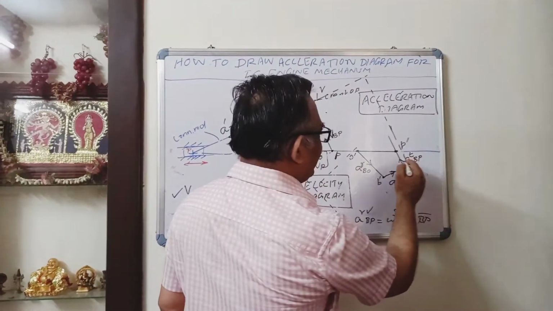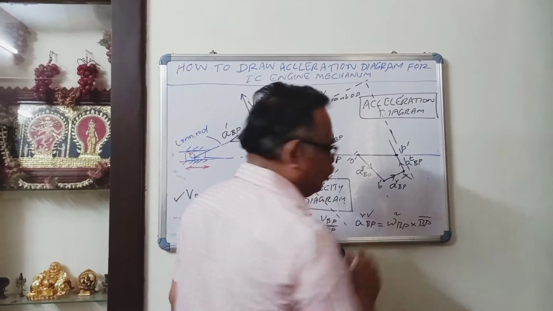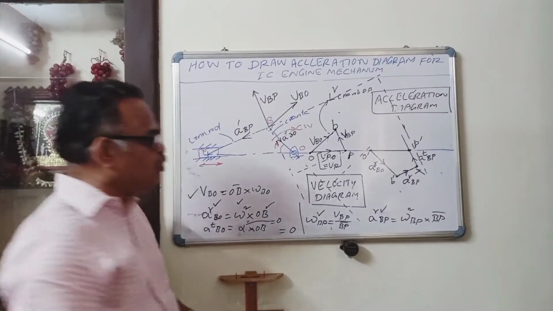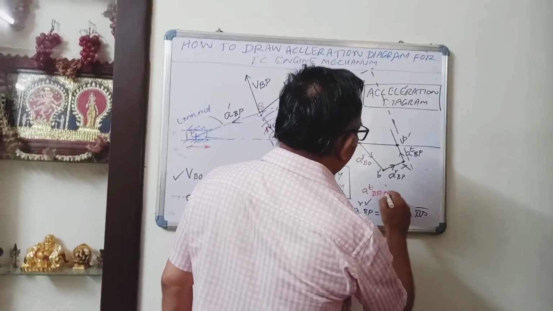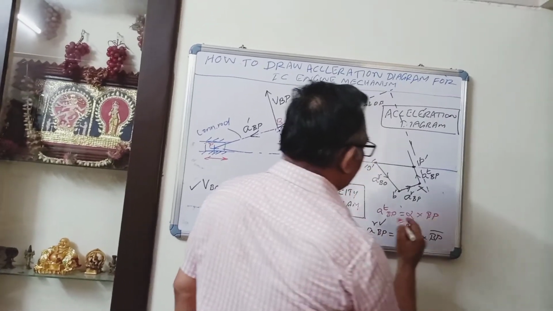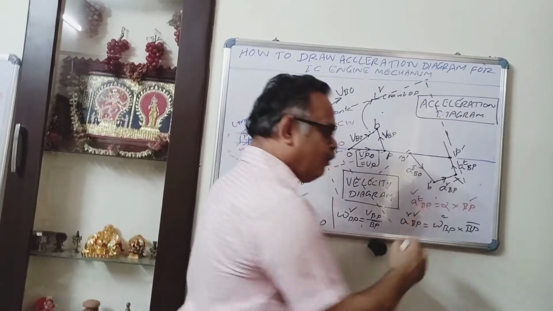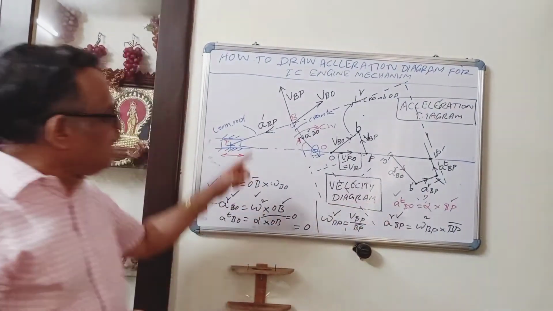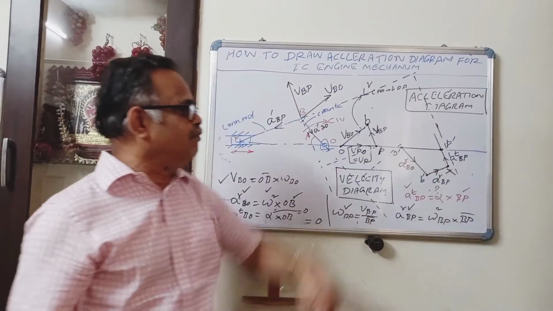If you want to find out the angular acceleration of the connecting rod, how will you find it? The tangential acceleration of B with respect to P is equal to alpha into BP. Here this can be measured, this is known, so alpha can be found out from this. So the angular acceleration of the connecting rod can be found from this diagram.